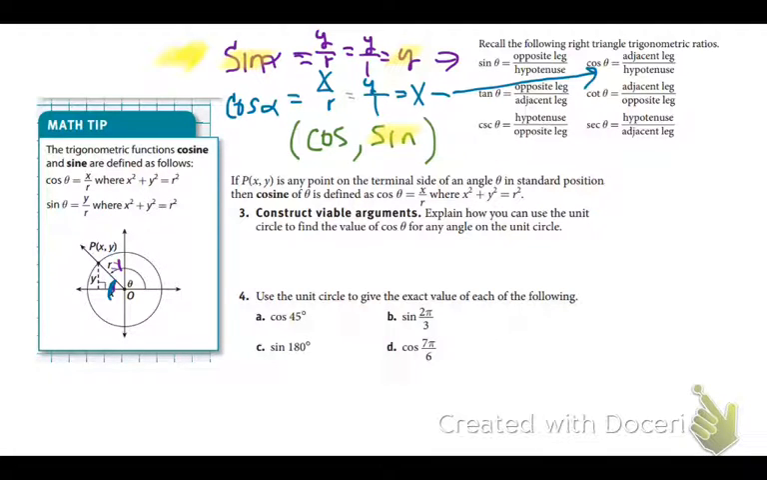And then if we go back to our cosine, cosine is the adjacent leg over the hypotenuse. Our adjacent leg in this case is the x over the radius. But again, we know that radius is 1, and so we get that, in fact, our cosine is the x. So that gives us the ordered pair of cosine, sine. So now we're going to go back to our unit circle and label our x as the cosine and our y as the sine.